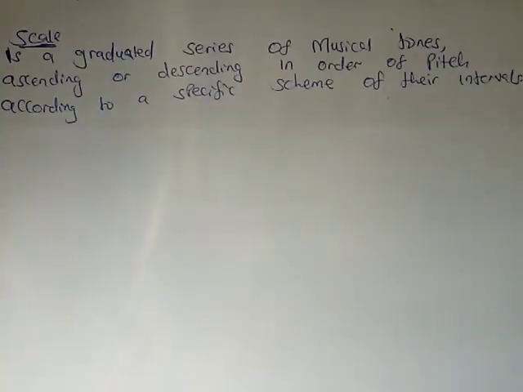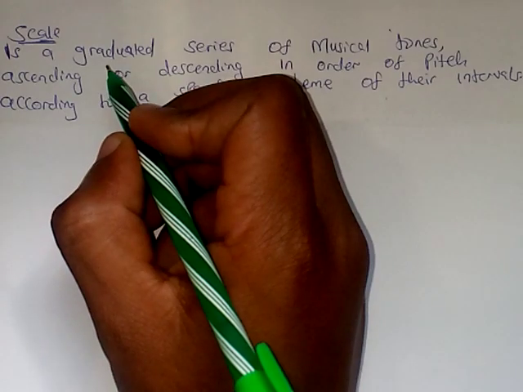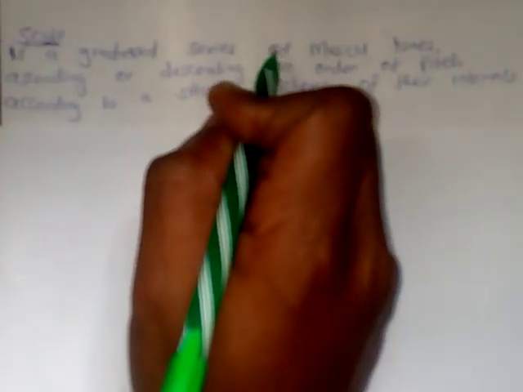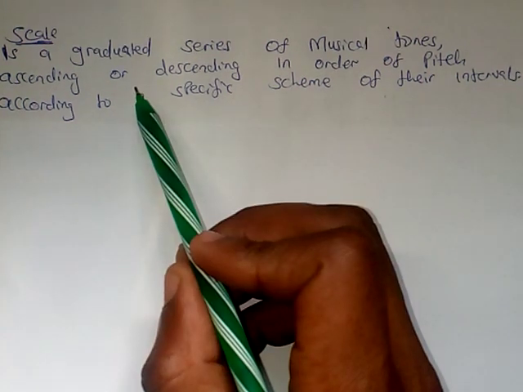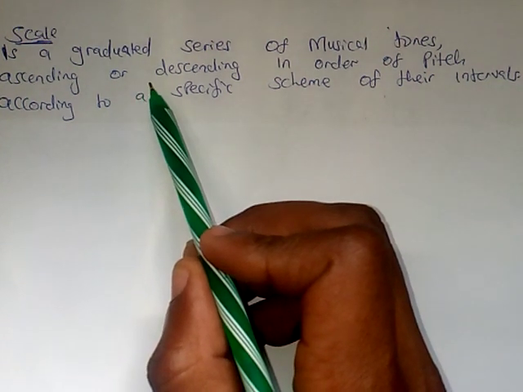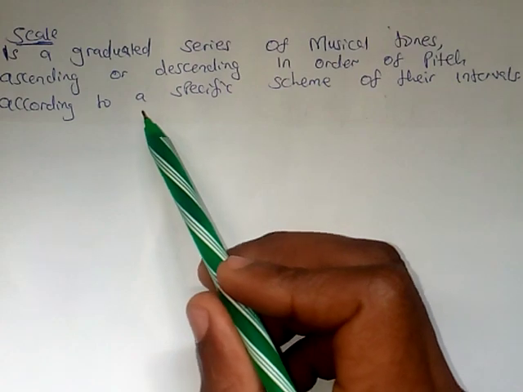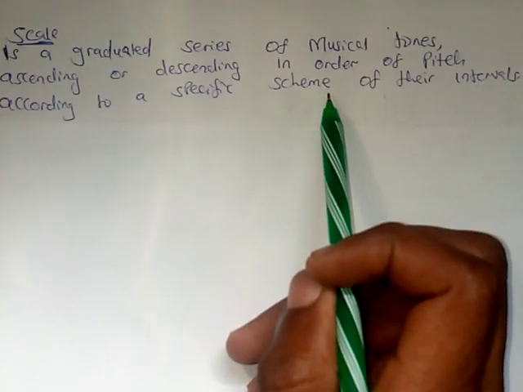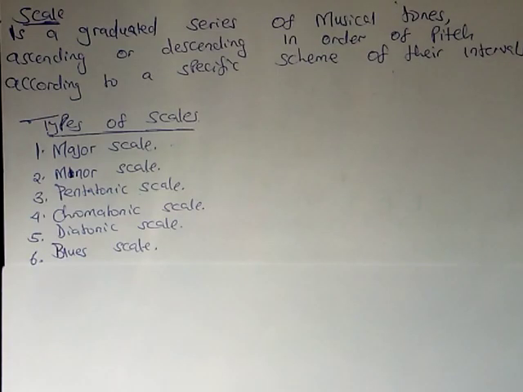We define what a scale is, and we say that a scale is a graduated series of musical tones, ascending or descending in order of pitch according to a specific scheme of their intervals. We have different types of scales as shown on the screen, but we'll concentrate on the major scale. As we have said, the others we will look at a bit later.